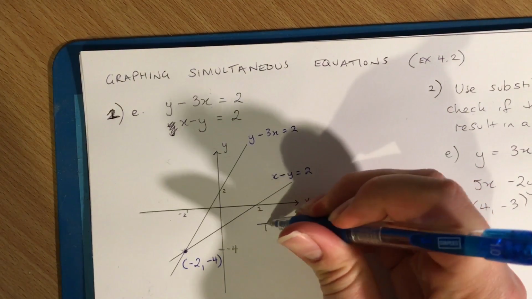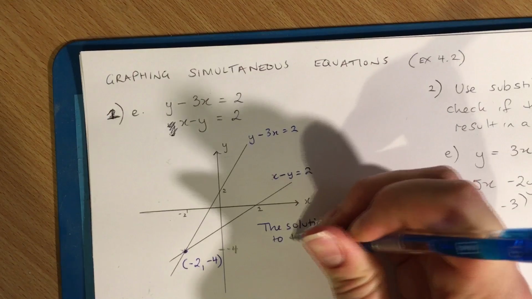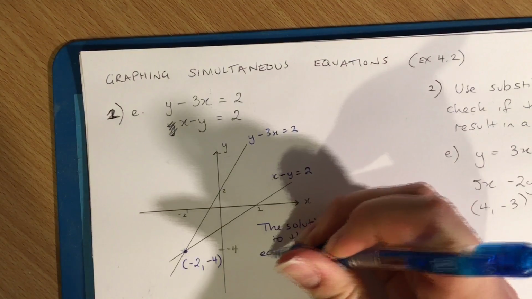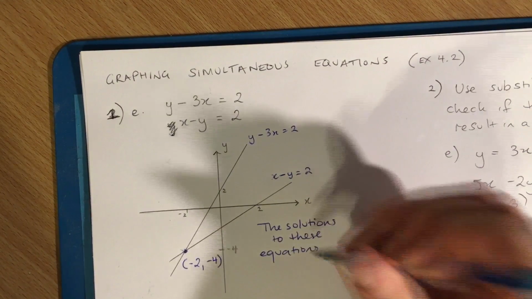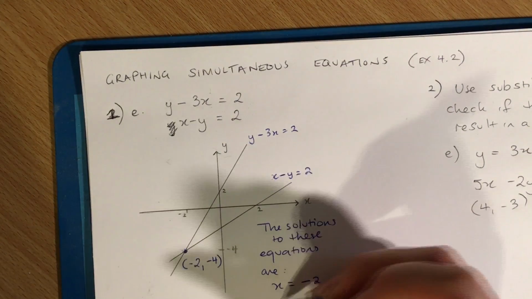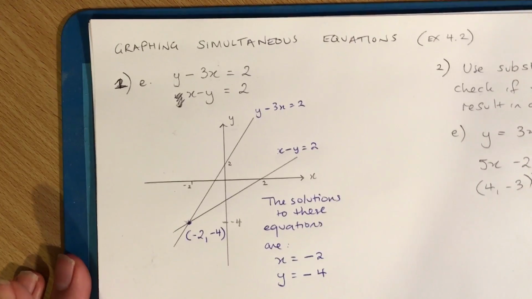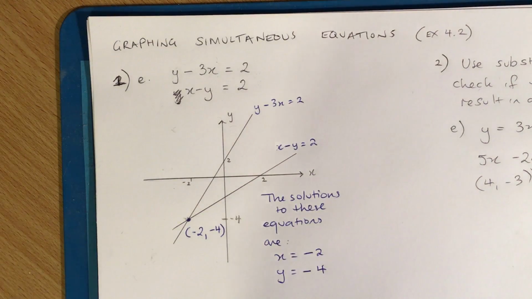Or in other words, the solution to these equations is x equals -2, y equals -4. So in other words, for these two equations to be equal to each other, x needs to be -2 and y needs to be -4. Now, does that make sense?